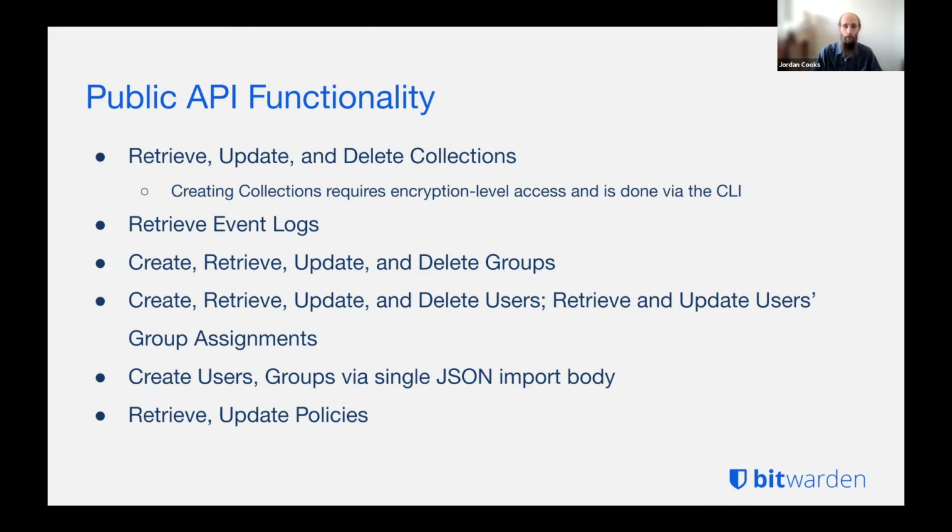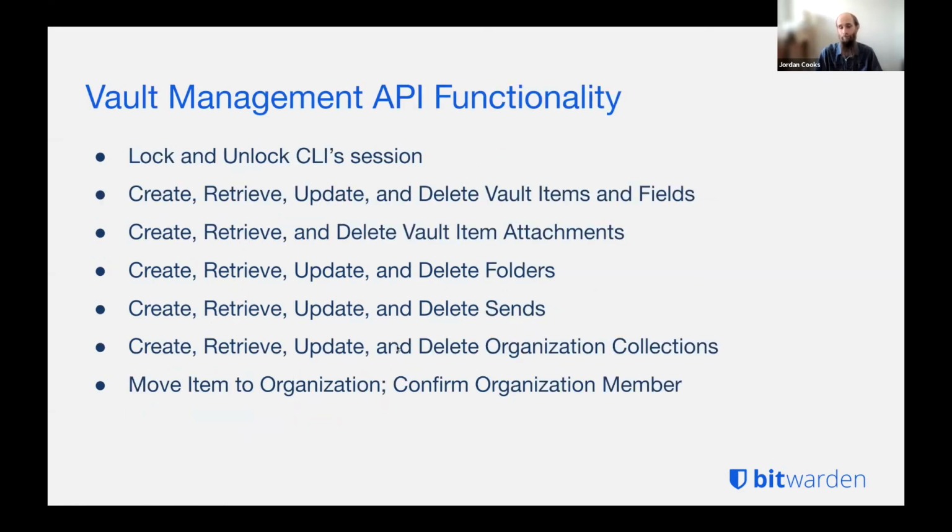In addition to that, you can create users and groups via a single JSON import body. So this is the import endpoint. This is basically how Directory Connector works in the background. We've discussed Directory Connector on previous Brilliance sessions. It's a way to automate sending organization invites, creating groups, and assigning users to them. The Directory Connector just makes a call to this import endpoint of the public API once it has parsed the data from your source directory. Finally, the public API can retrieve and update the enterprise policies in the organization.